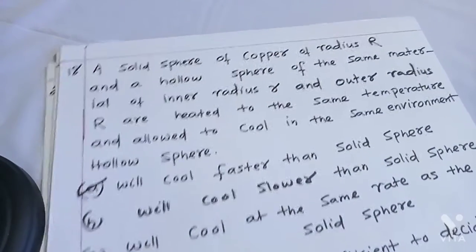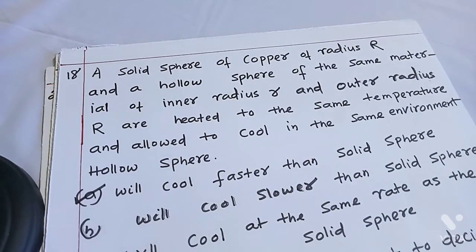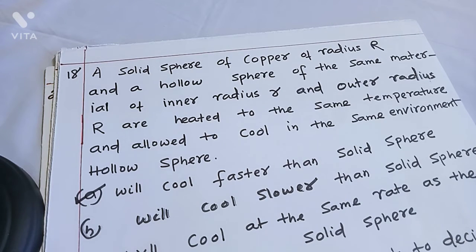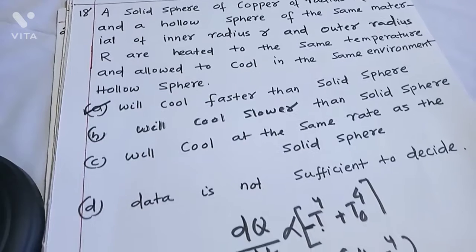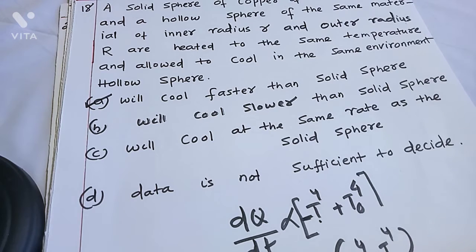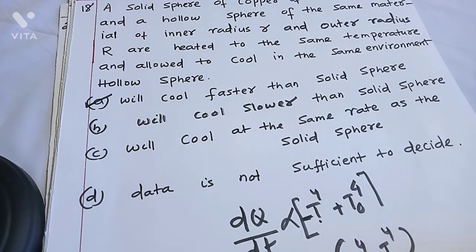Next question. A solid sphere of copper of radius capital R and a hollow sphere of the same material of inner radius small r and outer radius capital R are heated to the same temperature and allowed to cool in the same environment. The hollow sphere will cool faster than the solid sphere. It will cool slower than the solid sphere. It will cool at the same rate as the solid sphere. Data is insufficient to decide.